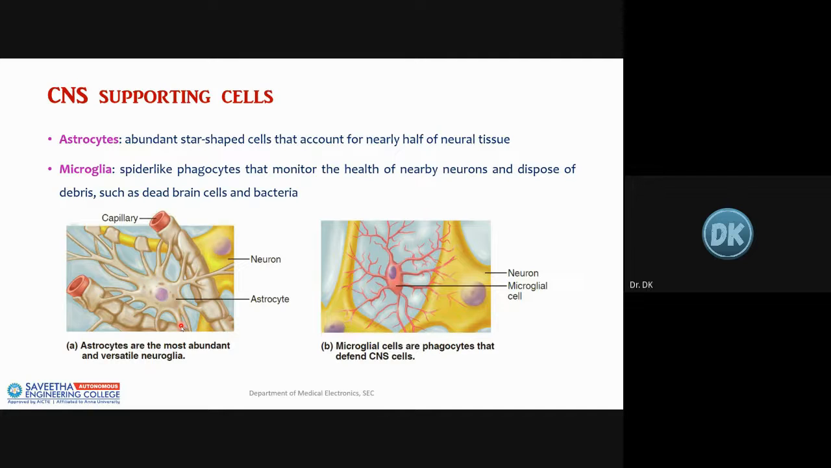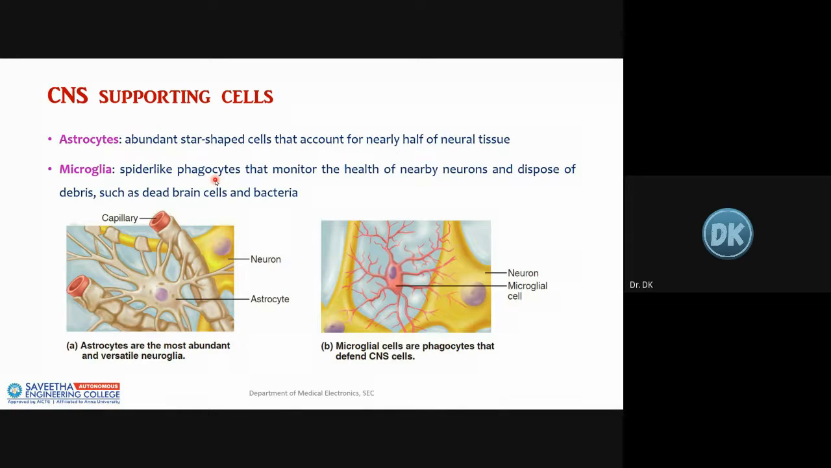Second one is microglia. Microglia will be looking like a spider, spider மாதிரி இருக்கும் அதோட structure. It is actually a phagocyte. So phagocyte னா என்ன நமக்கு தெரியும், WBC ல நம்ம படிச்சிருப்போம், right? Phagocytes அப்படினாலே நம்மளோட immune systemல it will mainly have a main role in discarding the foreign substance, right?